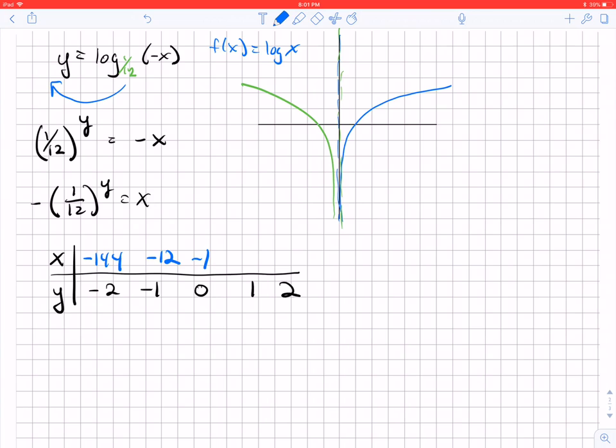Okay. When y is 1, then we get -1/12, and when y is 2, it's negative 1/144. Okay, so now let's put these on a graph. Now my x's go from negative 144. Maybe it might be better to, well, we can do the negative 144. That'll be fine.